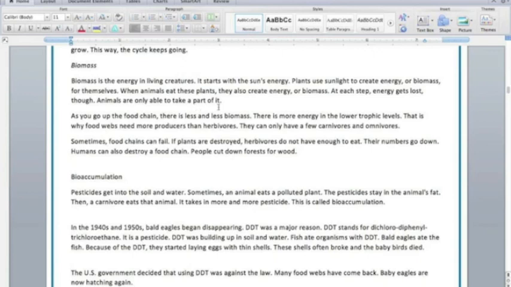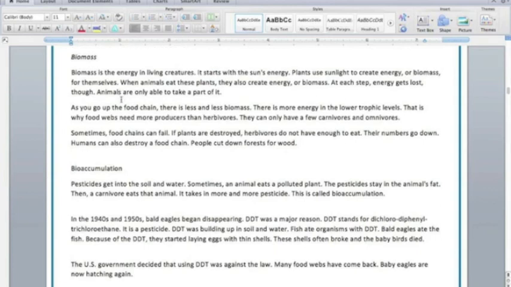Please go ahead and let's underline and circle things that are going to help us to understand. We're going to underline the key details. I'm going to circle any words that are important that we may not understand. So we probably figured out that we would have underlined that biomass is the energy in living creatures. It starts with the sun's energy. Plants use sunlight to create energy or biomass for themselves. That really gives us an idea of what biomass is.